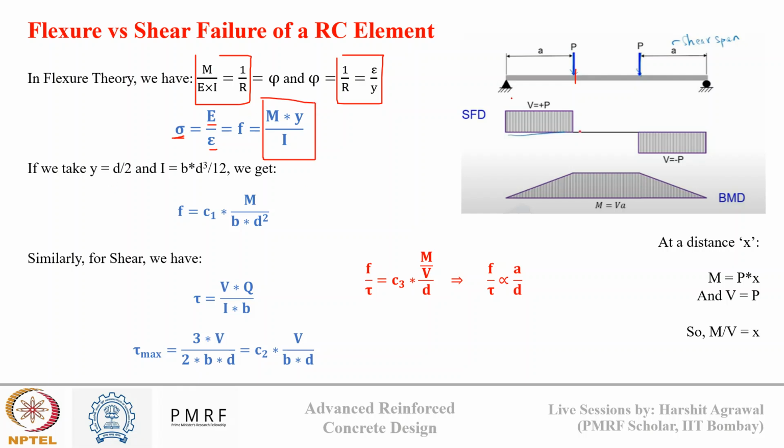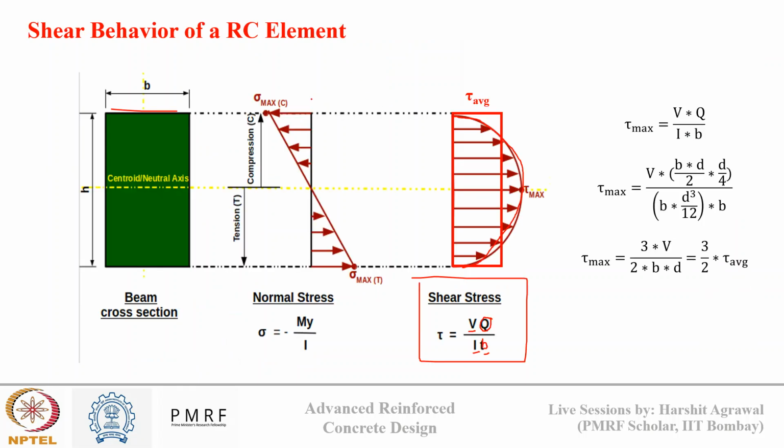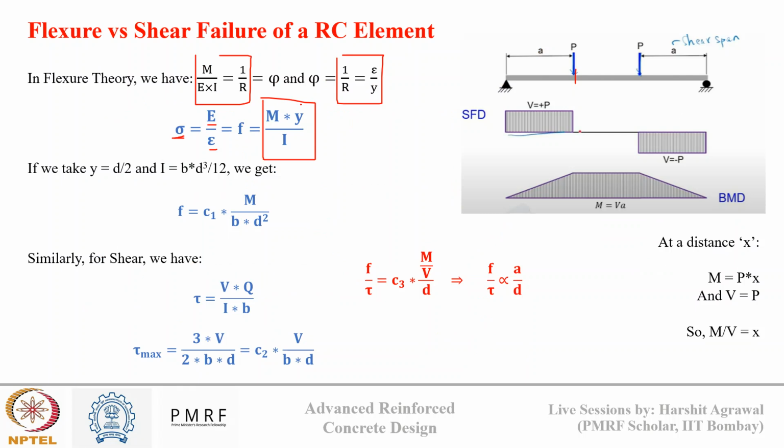Now at a particular section, if I want to determine the maximum flexure stress, I will take it at the end section. At the end, y will be equal to d by 2, the distance from the neutral axis, and I we know is bd cube by 12. So we'll get the flexure stress as a constant c1 times M upon bd square. So this will be a general notation of how flexure stress will be.